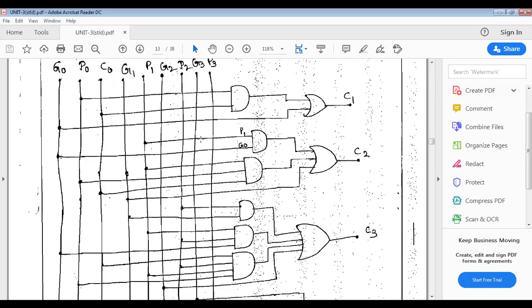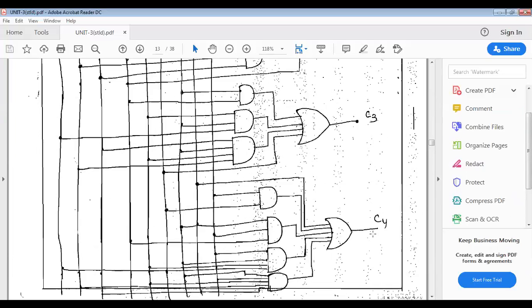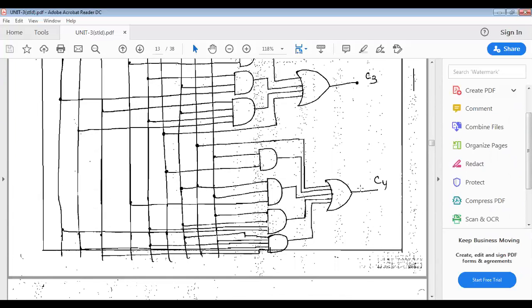So see for C2, 2 AND gates are there. Our first AND gate is P1 G naught, so I connected the P1 and the G naught. And the second AND gate has 3 inputs. The 3 inputs are P1, P naught, and C naught. And the third input I directly connected to G1. So C2 we will get. Like that, C1, C2, C3, and C4, that is the logical diagram. Logical diagram we have.